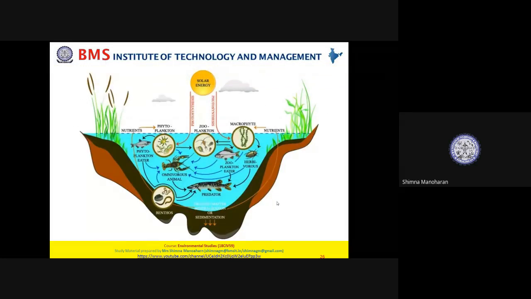This shows a typical schematic representation of a lake or a pond. You have the plants, the producers, then the consumers which feed on phytoplankton. Then the primary consumers, the secondary consumers, and finally decomposition. Here you have the organic matter which sediments. This is a typical cycle, right? After decomposition, the nutrients are again taken up by the plants, so the cycle is completed.